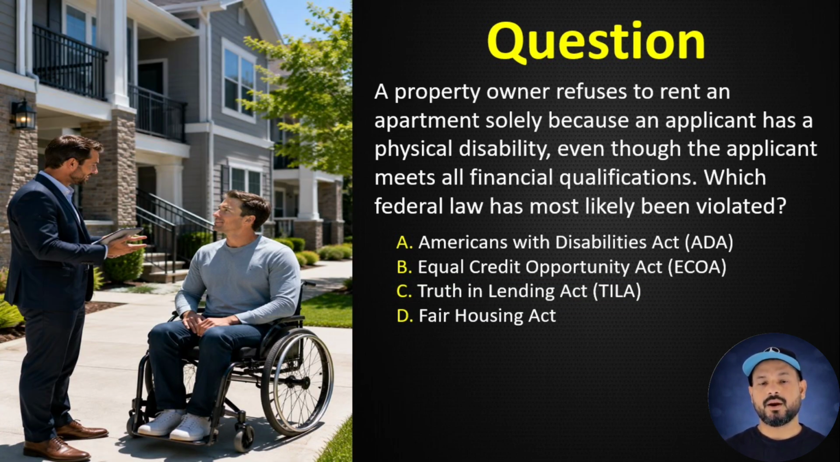Question number 40. A property owner refuses to rent an apartment solely because an applicant has a physical disability, even though the applicant meets all financial qualifications. Which federal law has most likely been violated? A, Americans with Disabilities Act, ADA. B, Equal Credit Opportunity Act, ECOA. C, Truth in Lending Act, TILA. D, Fair Housing Act. Correct answer D, Fair Housing Act. The Fair Housing Act prohibits housing discrimination based on disability and other protected classes.